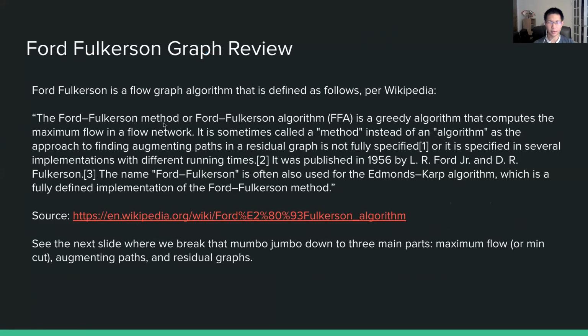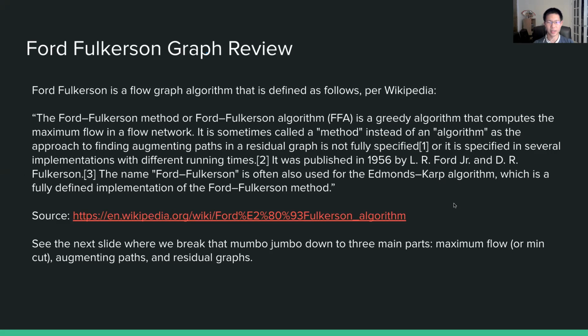The Ford Fulkerson method, or Ford Fulkerson algorithm, FFA, is a greedy algorithm that computes the maximum flow of a flow network. It's sometimes called a method instead of an algorithm, as the approach to finding augmenting paths, very important, in a residual graph is not fully specified, or is specified in several permutations for different running times. It was published in 1956 by L.R. Ford Jr. and D.R. Fulkerson. That's why we get the name Ford Fulkerson. The name Ford Fulkerson is often used for the Edmonds Karp algorithm, which is a fully defined implementation of the Ford Fulkerson method.